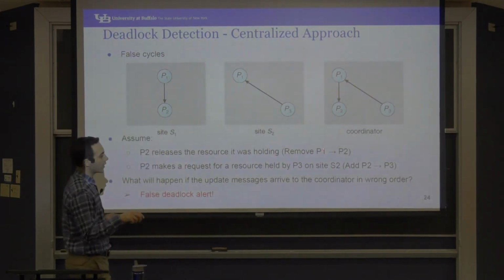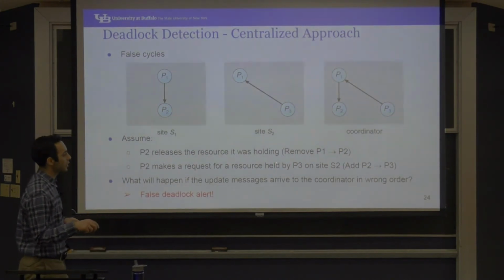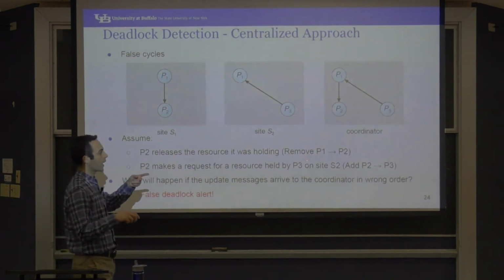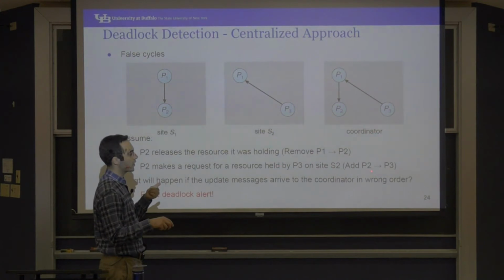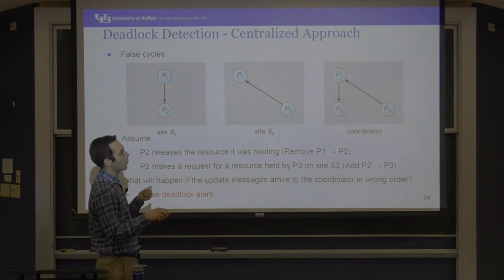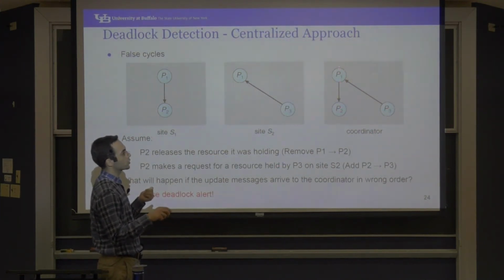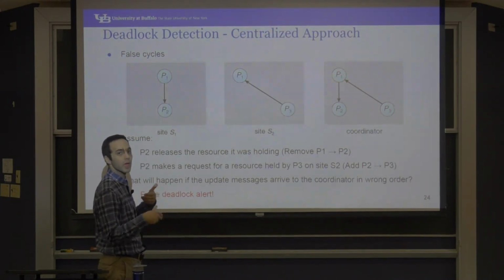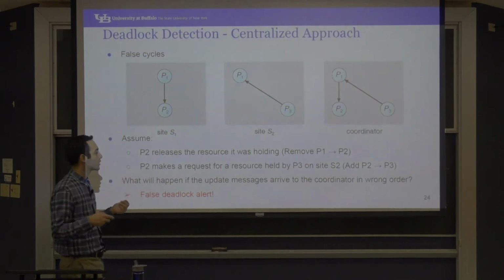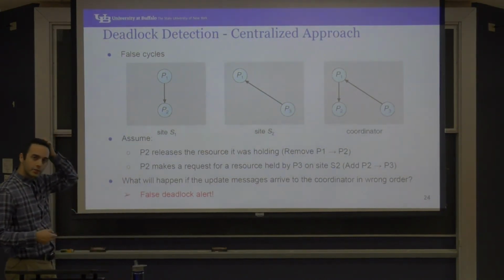If the order of these messages flips, and the coordinator gets this message first, it will think that, oh, P2 is holding the resource, P1 is waiting for it, and P3 is waiting for P1, and now P2 wants to wait for P3, and that is a deadlock, right? So it comes up with a false deadlock alert. Okay?